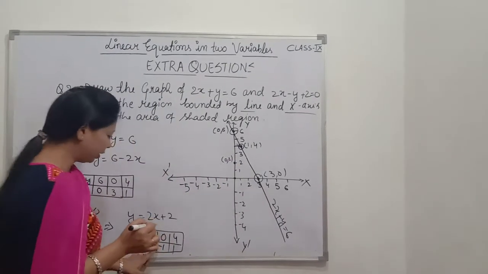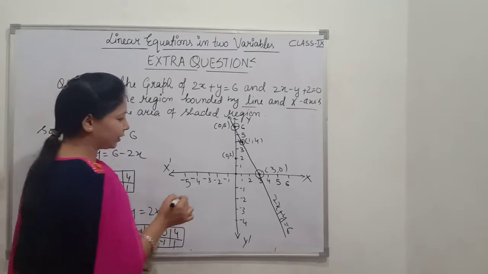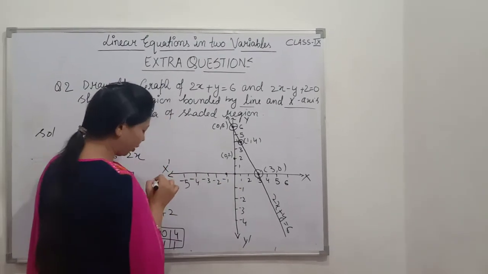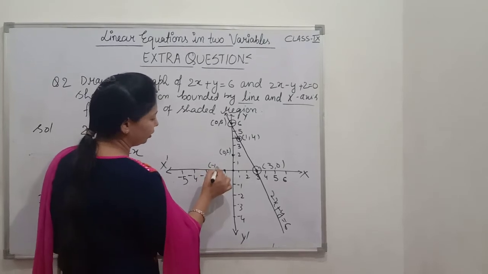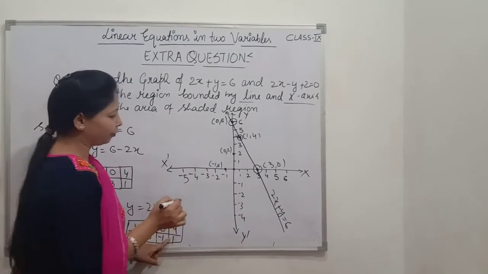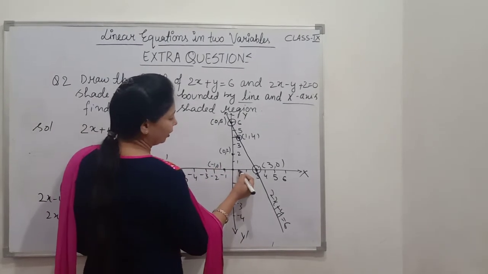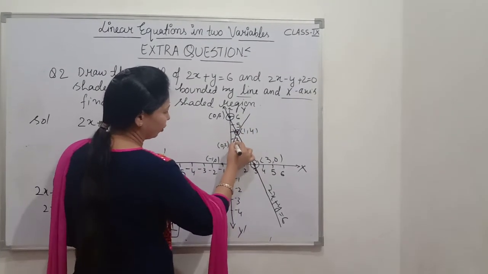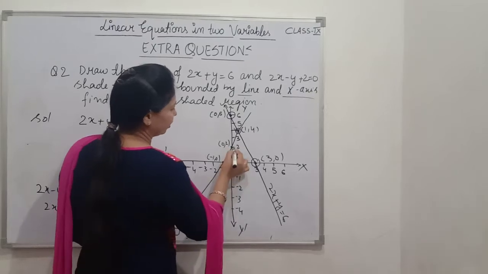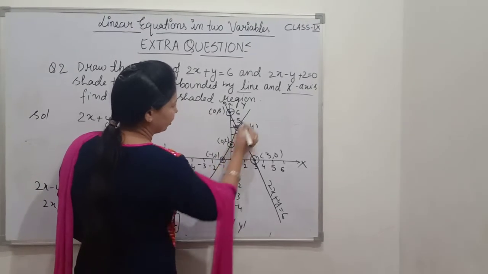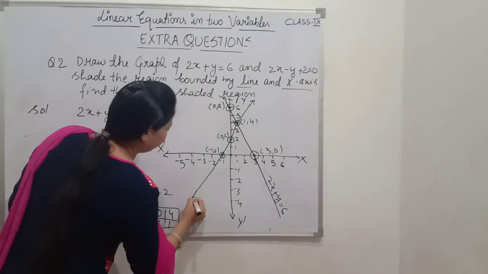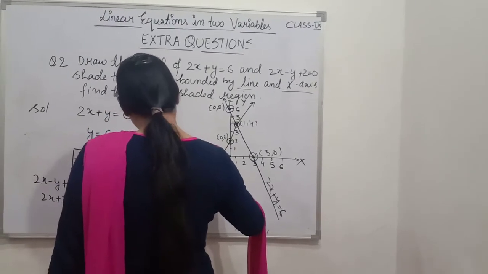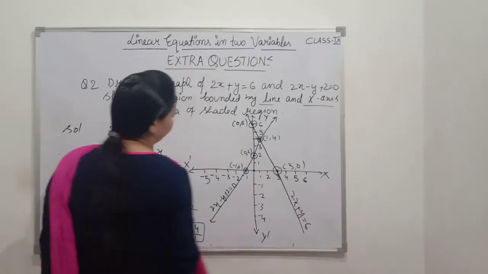Now minus 1, 0. X is minus 1. Here, this is minus 1. This is my second point, minus 1, 0. Third point is 1, 4. X is 1 and the other one is 4. So my graph is going like this. This line represents the equation 2x minus y plus 2 is equals to 0.